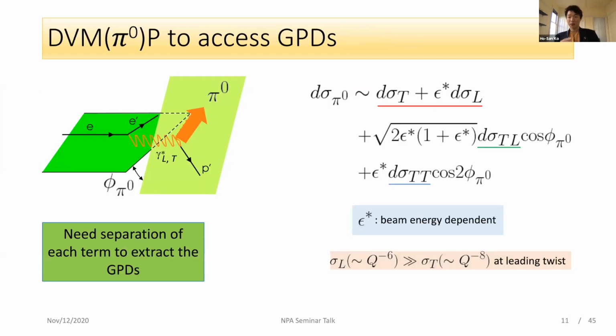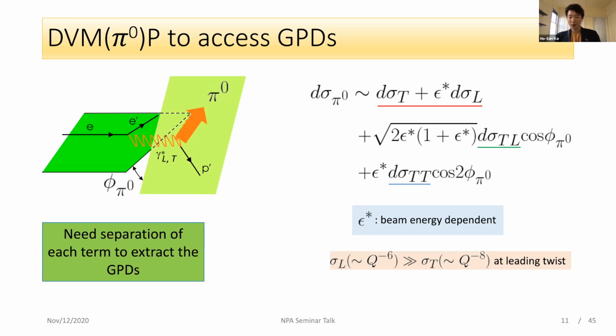The cross-section for the meson electroproduction, in my case neutral pion, can be decomposed into cross-sections, each corresponding to the polarization of the virtual photon. Here sigma TL and sigma TT correspond to the interference terms of the polarization. In order to access the GPDs, we need to separate each of these cross-sections, and since they have different phi modulation and kinematic coefficients, we can separate them.